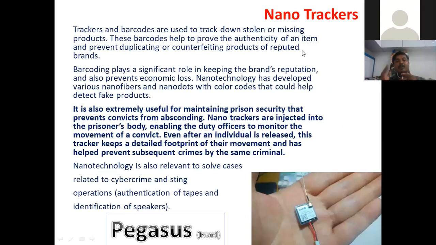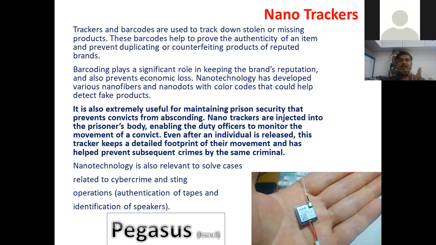Apart from that, there are nano trackers, and the trackers are barcodes. The food items and commercial products we use have a barcode on the backside. If you have any product, like phone covers, they have some barcodes, with 4 or 5 lines, 10 to 15 lines, or 60 or 70 lines. And in your phone scan, one option is there, no?